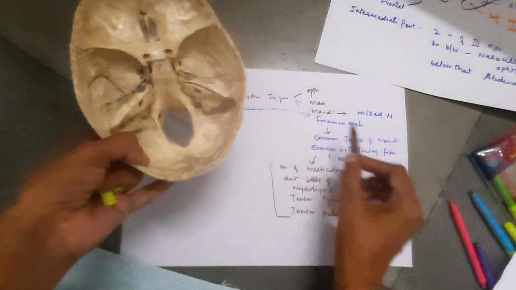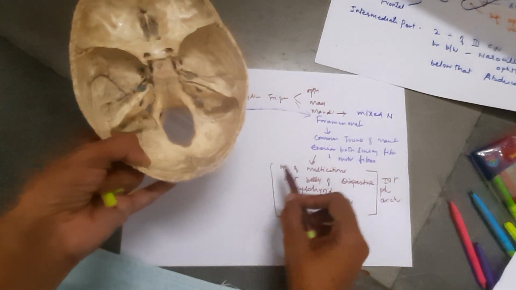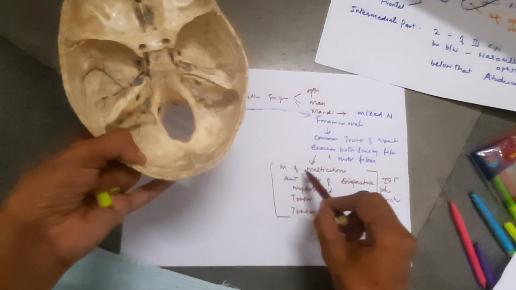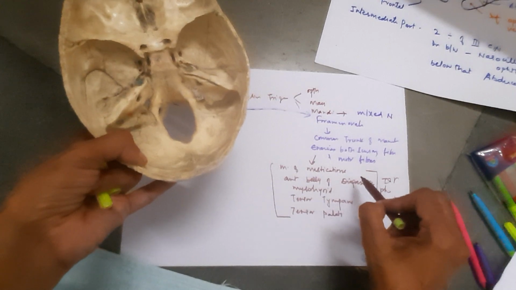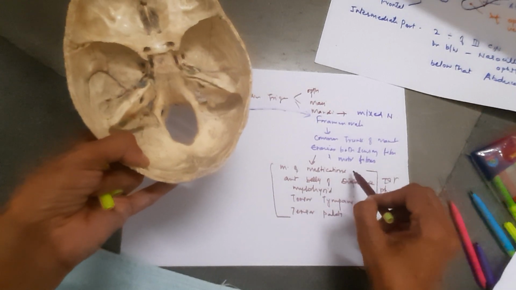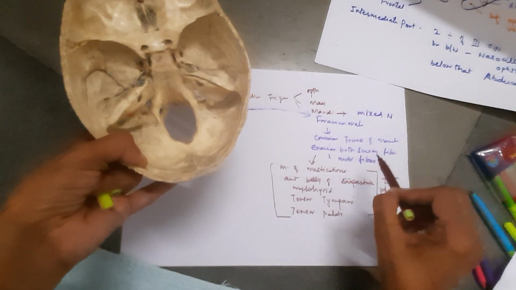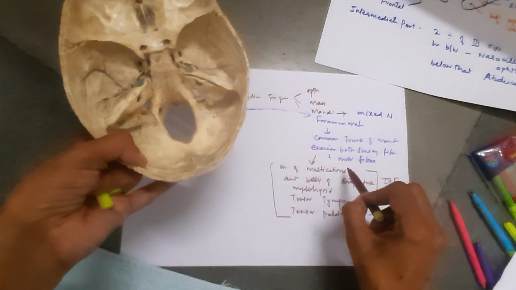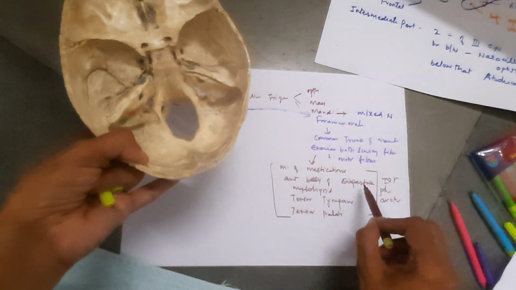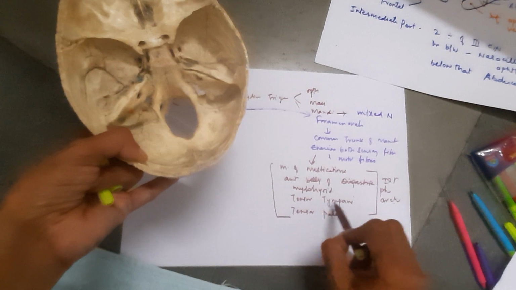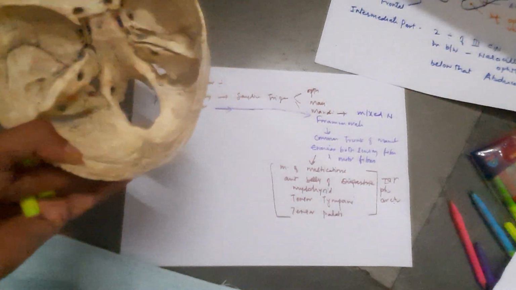So the motor part of the mandibular will supply all the muscles which are derived from the first pharyngeal arch, namely muscles of mastication. Which are the muscles of mastication? Medial pterygoid, lateral pterygoid, temporalis and masseter. Apart from the muscles of mastication, it supplies anterior belly of digastric, mylohyoid, tensor veli palatini and tensor tympani. All these muscles are supplied.